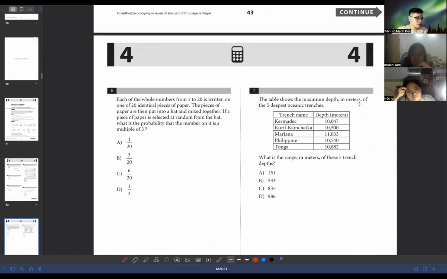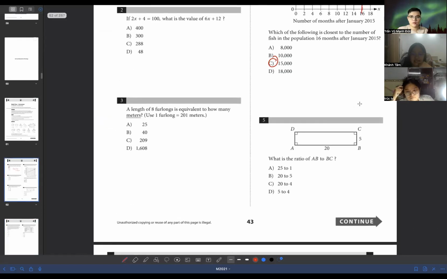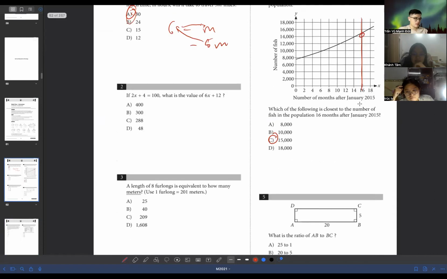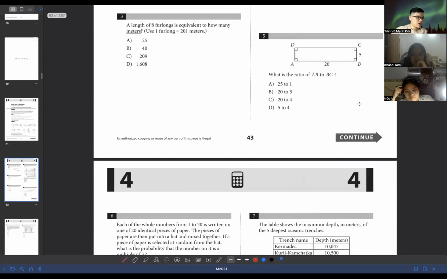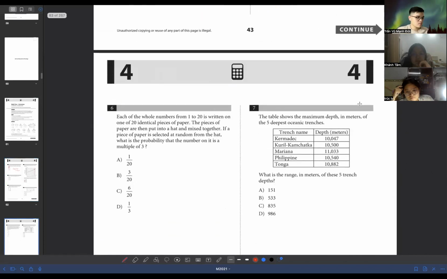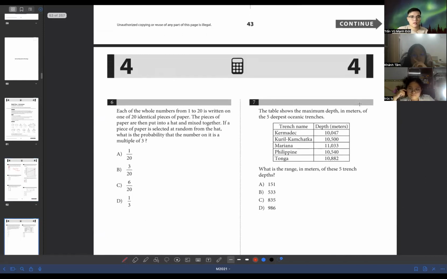6, I haven't given out, so 5. Wait, oh no, I did give out 6. 6 is 6 and 7 to 13. 6 and 7. Sorry. Lina, can you do it for me? 6C. All right. How did you come about C?